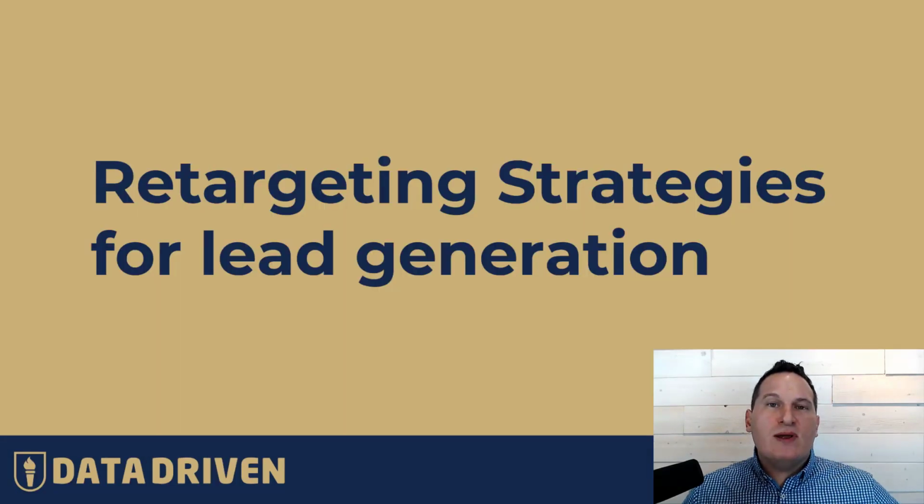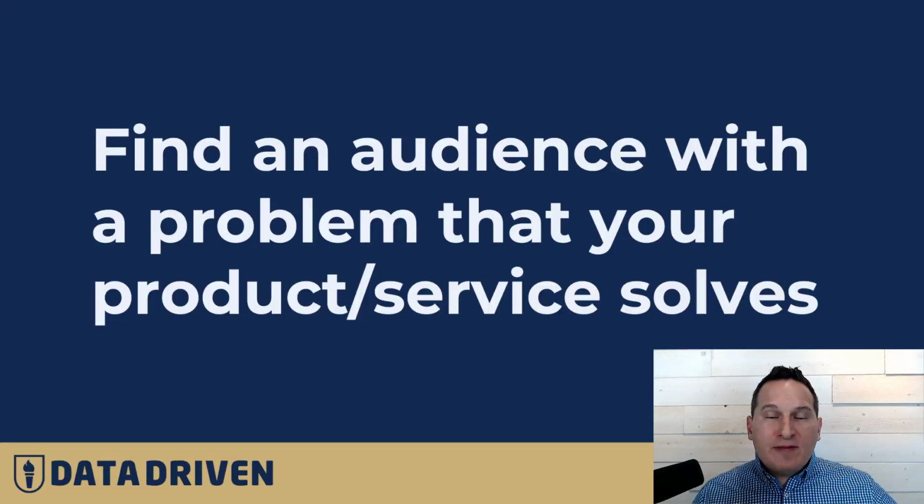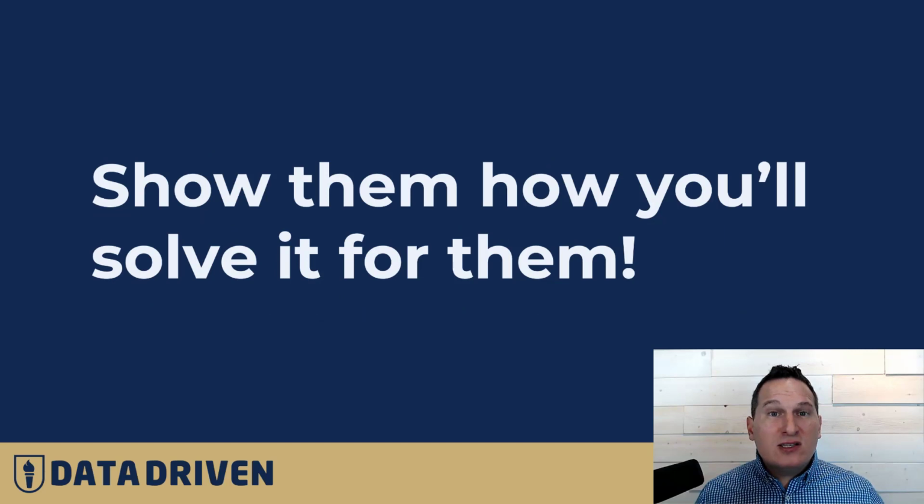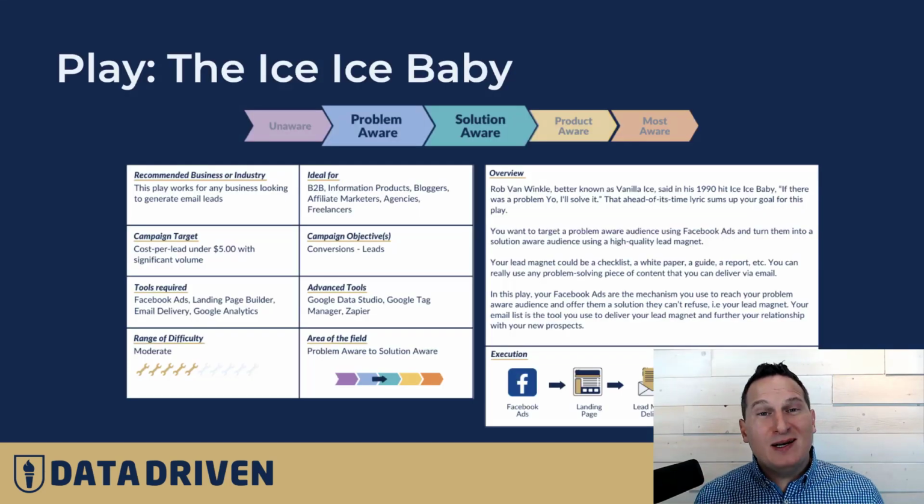Okay, so what if you're generating leads for your business? Well, I recommend finding an audience with a problem and then sharing your solution, your product or service, as a solution. And so you want to show them how you're going to solve their problems. I call this one the Ice Ice Baby because Vanilla Ice famously said, if there was a problem, yo, I'll solve it. Check out the hook when my DJ revolves it. And basically, this is my tribute to Rob Van Winkle, Vanilla Ice, and that Ice Ice Baby song, which is part of my 90s childhood as well.